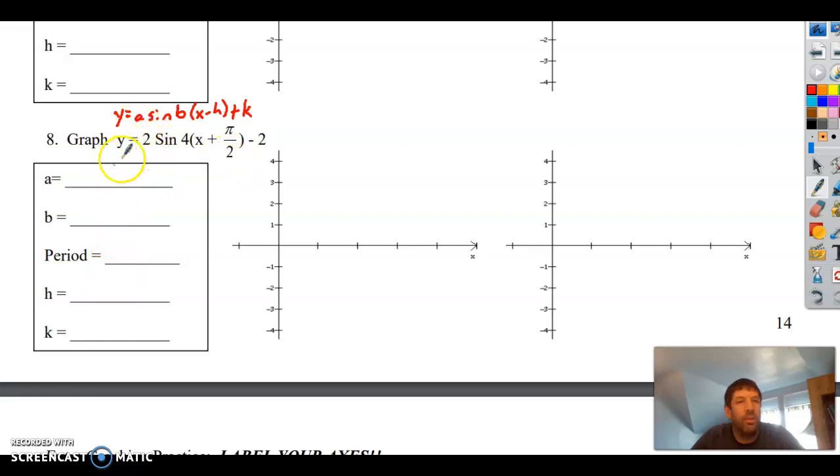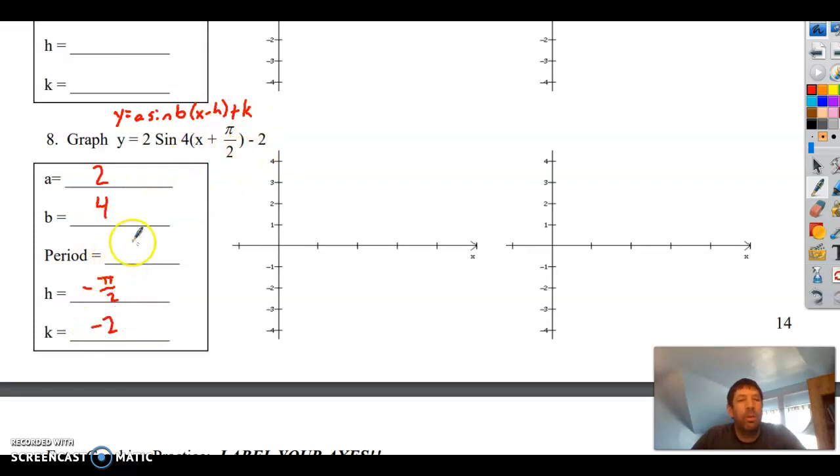So our a value is 2. Our b value is 4. We're going to come back to the period length in just a second. The h value would be negative pi over 2. Remember, in the equation, it's the opposite of h. Okay? And then our k value would be negative 2.